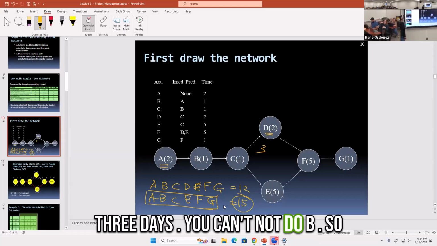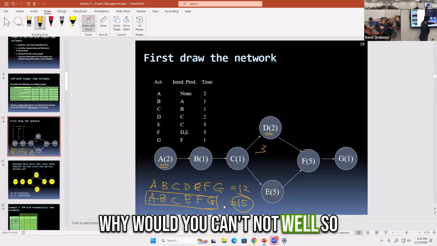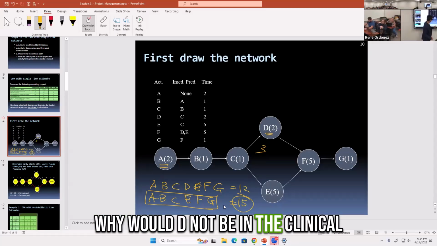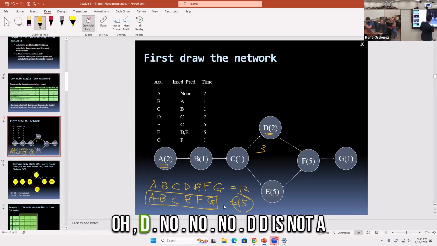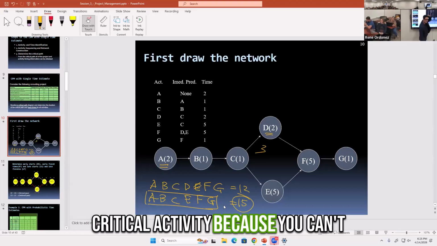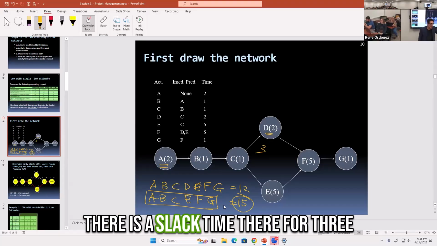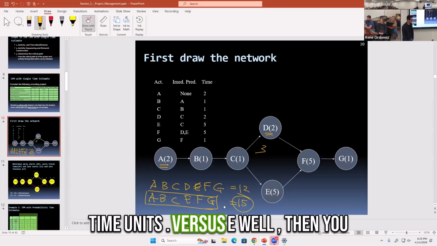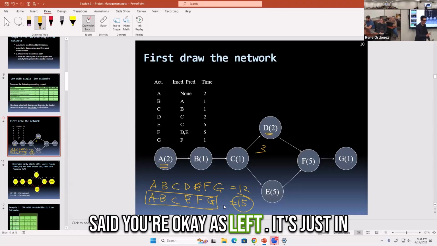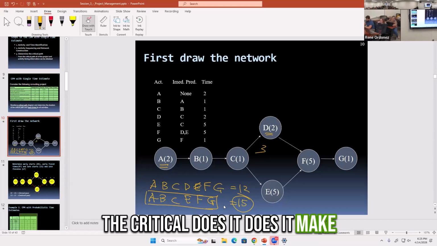You can't not do D, so why would D not be in the critical path? D is not a critical activity because there is a slack time there of 3 time units, versus E. Does it make sense?